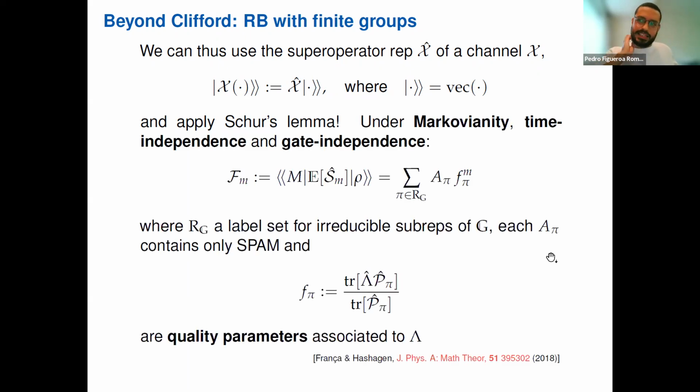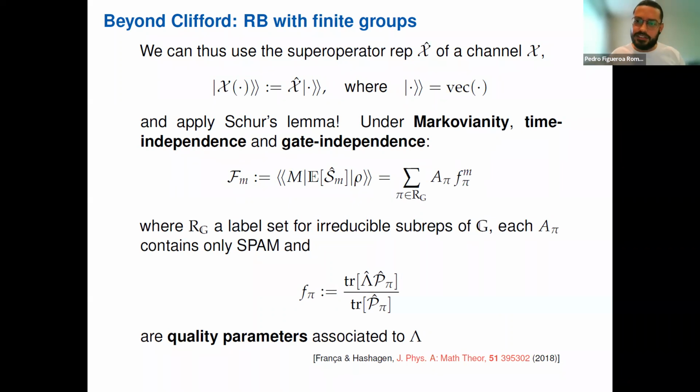Once you do that and you say my gate sets form a group, then you can apply Schur's lemma and see that the decay of your average sequence fidelity takes the form of a linear combination of exponentials. Now these Fs are kind of analogs of the P that I showed you before that contains the average gate fidelity. They don't always contain the average gate fidelity, but they contain some information about the quality of your gates.